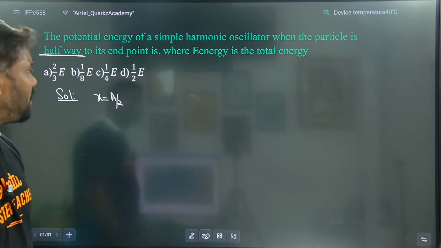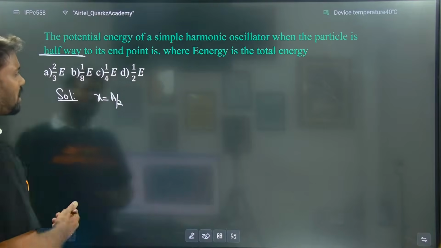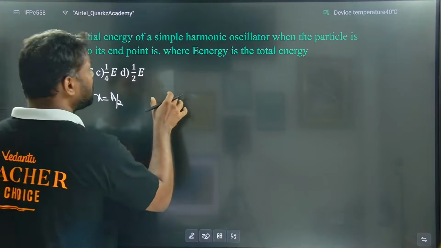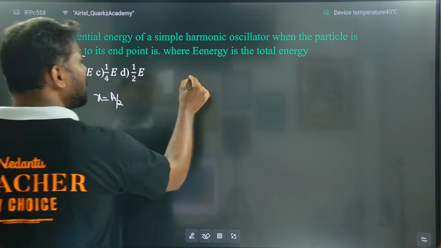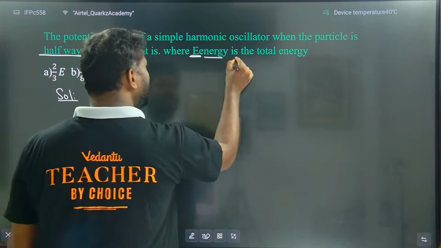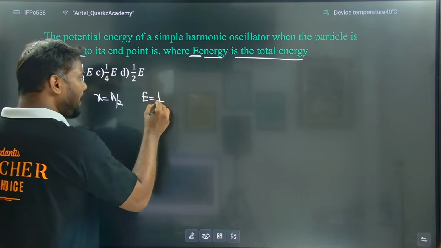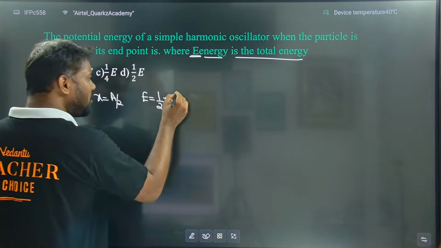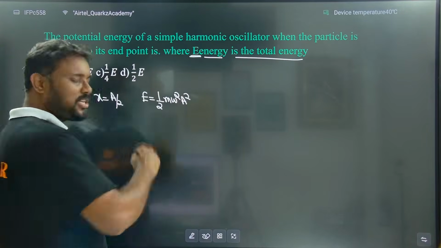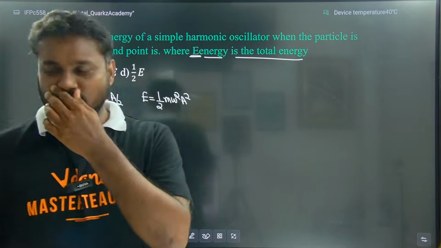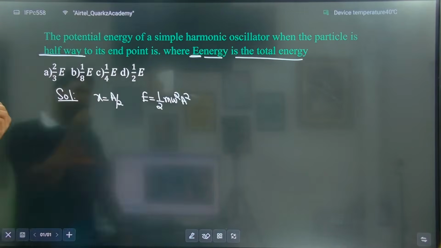இல்ல energy நாம calculate பண்ணணும், right? So total energy எப்படி calculate பண்ணலாம்? E is the total energy னு கொடுத்துட்டாங்க. Total energy ஓட ஃபார்முலா என்ன சொல்லுங்க பார்க்கலாம்? Half m omega square a square. This is the total energy.